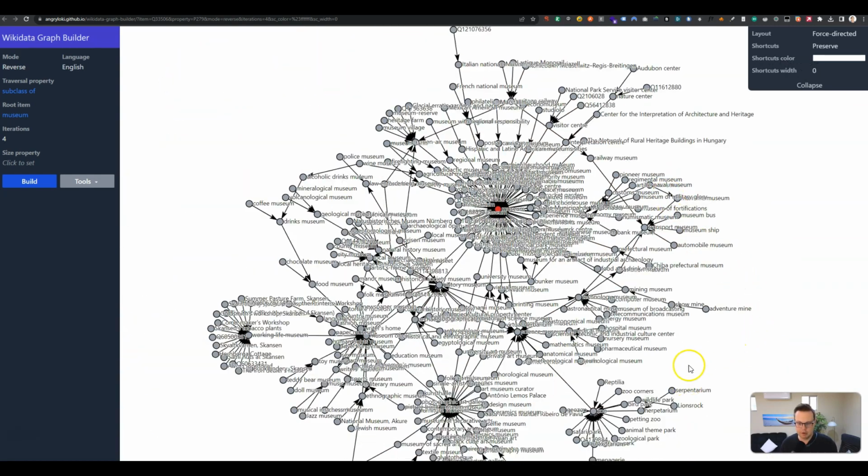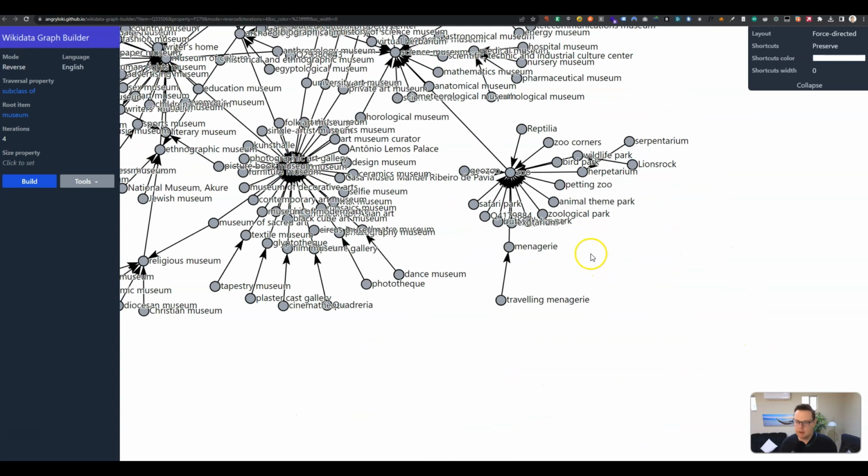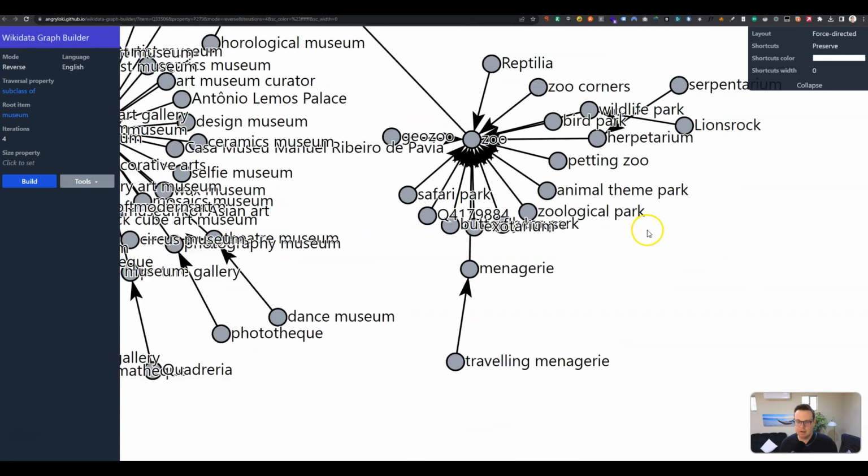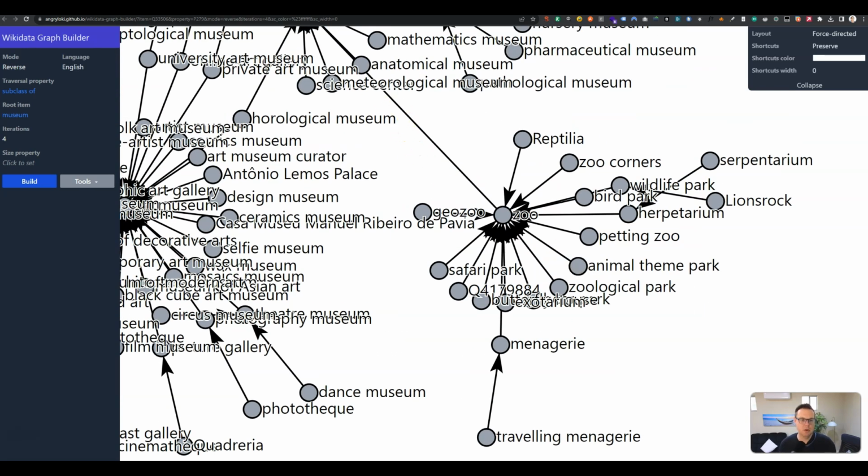This one here is a little bit crowded, so it's a bit hard to read. But let's say here, if you're looking at a zoo, then you've got all the different types of zoos in there: petting zoo, animal theme park, zoological park, and so on. So that is pretty cool.